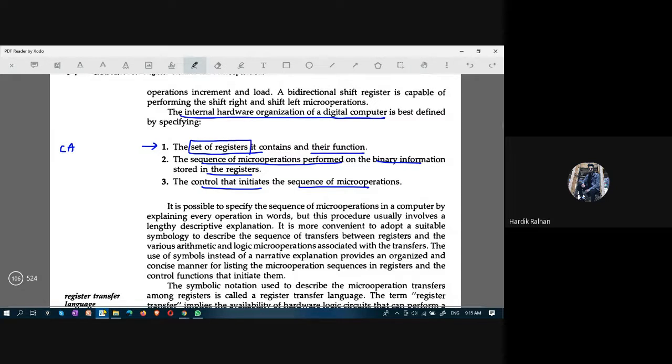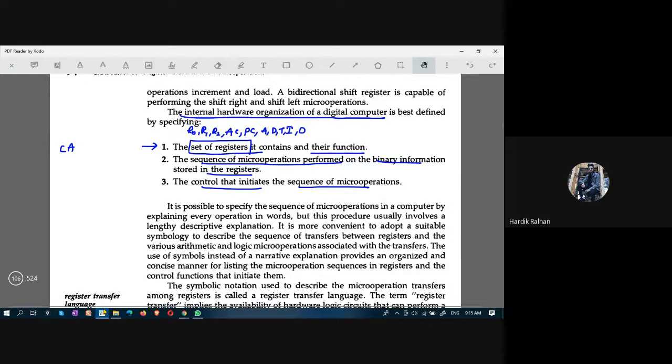You can have registers like R0, R1, R2, and there are some specific registers like accumulator, program counter, address register, data register, temporary register, input register, output register. These are different registers, and every register has got its function. For instance, if I take the example of the program counter, it is a register that stores the address of the next instruction to be executed. That is the function of that register.